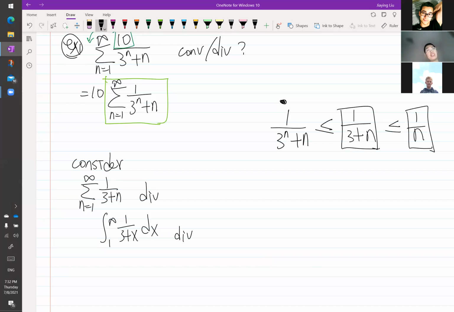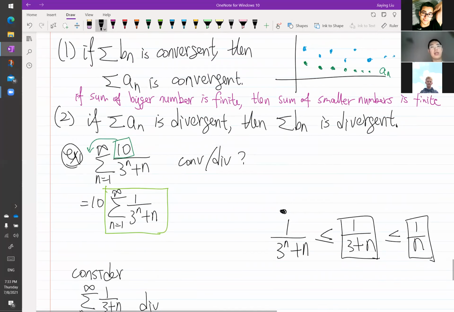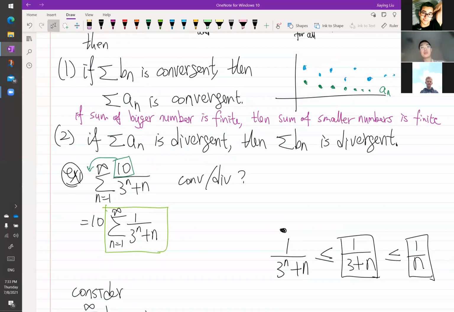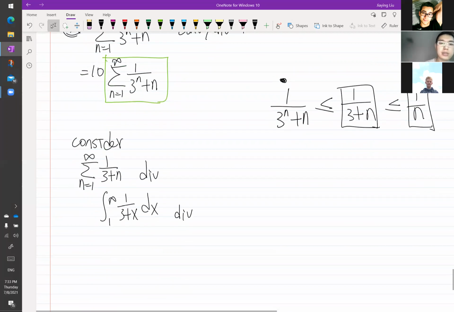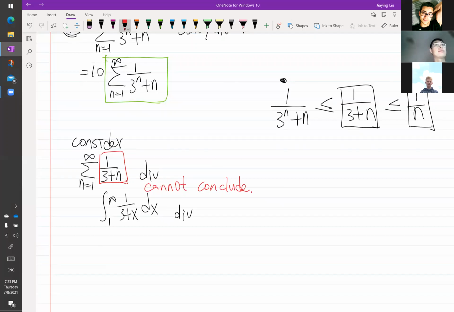Well, if the bigger series is divergent, we cannot draw a conclusion about the smaller one. If the sum of bigger numbers goes to infinity, we don't know if the sum of smaller numbers will go to infinity or to a finite number. We cannot conclude. So using this as the a_n, we cannot conclude. But can we pick a different function that's bigger than the given one or smaller than the given one?